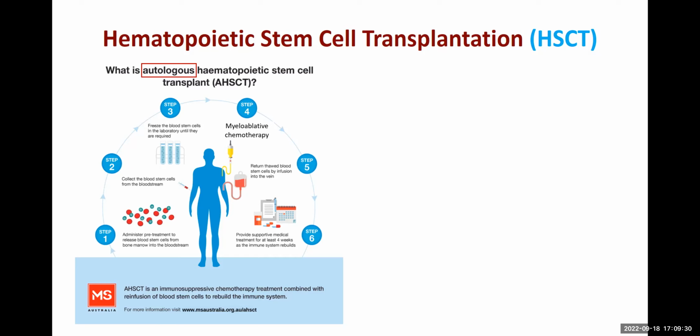So we have to have a very specialized facility in which there is a higher pressure inside and lower pressure outside, okay, so that nothing comes in from outside. Then the next step is we return the thawed blood stem cells by infusion into a vein, and we provide supportive medical treatment for at least 4 weeks as the immune system rebuilds, okay? So this is what you do. You take out the bone marrow stem cells, you freeze them, you destroy the bone marrow and the immune cells, and then you re-inject those stem cells. So autologous, the same cells from the person come back to him, okay?